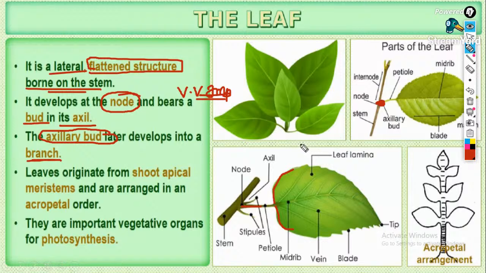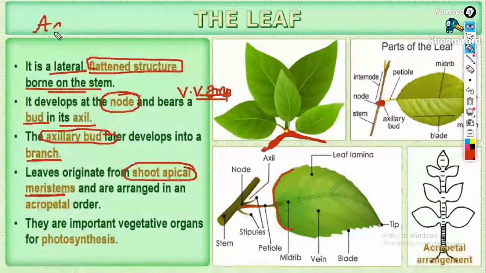The leaves will originate from the stem. Suppose this red color I am drawing is the stem, and this particular point you will call the node. From the node, all the leaves would arise. The leaf originates from the shoot apical meristem. In your 9th standard, you have studied about the meristem. Meristem consists of actively dividing cells.